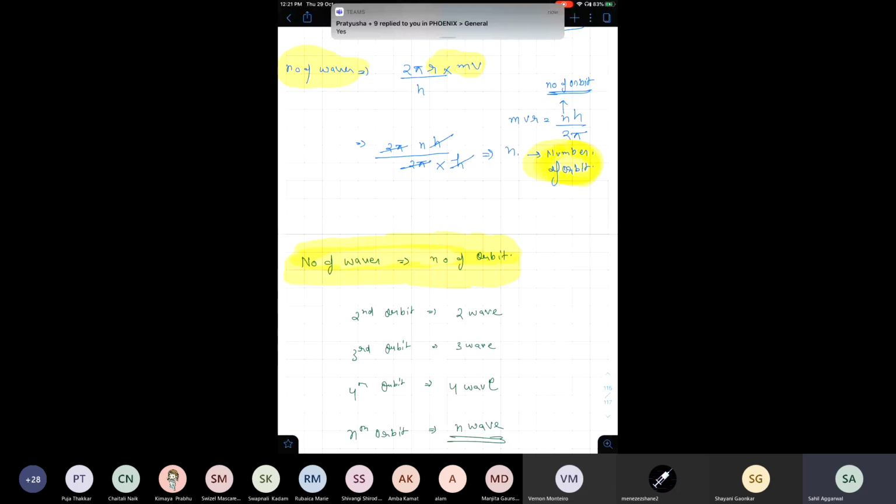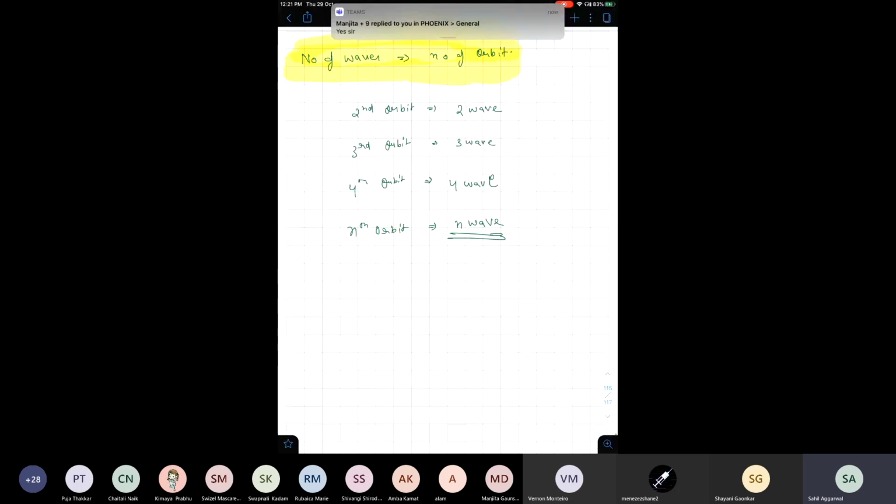Write down Heisenberg uncertainty principle.